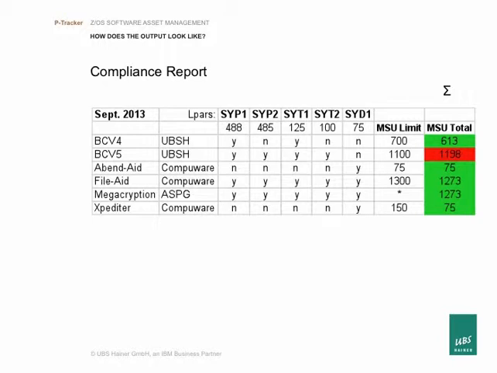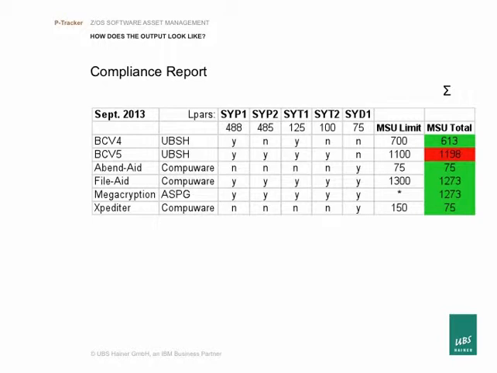Here we assume, as ruled by the license agreement, the deployed MSUs of all LPARs must not exceed a limit. Let's see how it works with the first product, BCV4, which was also executed that month on the 1st and 3rd LPAR, Production 1 and Test 1. Total of MSU is 613. The license limit is 700. Hence, we are fine. It's green.